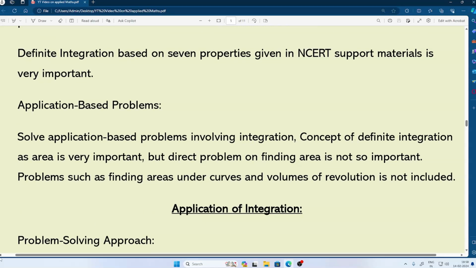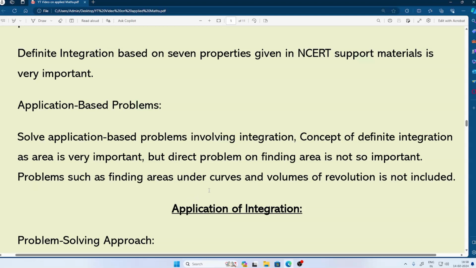But the thing is that a direct question on area under curve you don't expect. Volume of revolution is also not expected. In some reference books it is given. That's why I'm telling you, go through the NCERT support material and check what is there in the syllabus. Never be confused before final revision. Volume of revolution and area under curves will not be asked, but their application will. Area under curve application you find in consumer surplus and producer surplus. That topic you must revise, you must have a sound concept in it.